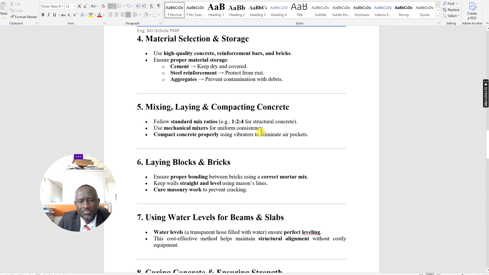Mixing, laying, and compacting concrete. You have to follow standard mix ratios of 1:4 for structural concrete. There's also 1:3:6. There's also 1:1 something. But normally it is important that mix designs are carried out by the materials engineer, so that you are able to control, because you need to know the amount of water you will be using all the time. You also need to know the batching tools, the batch boxes.